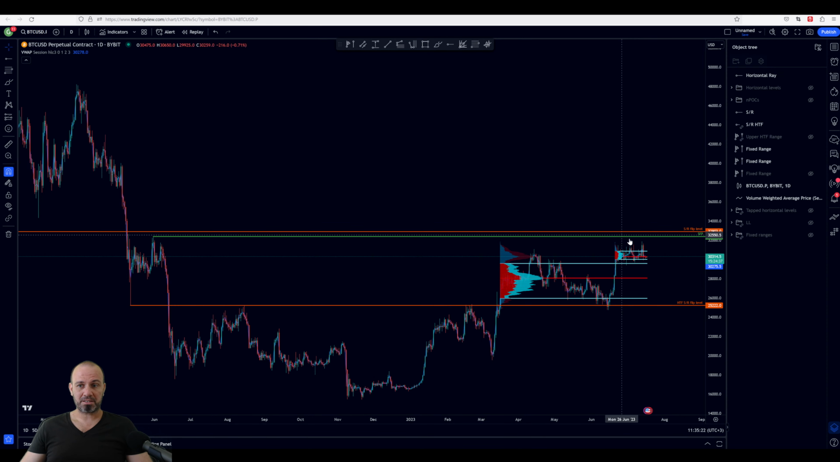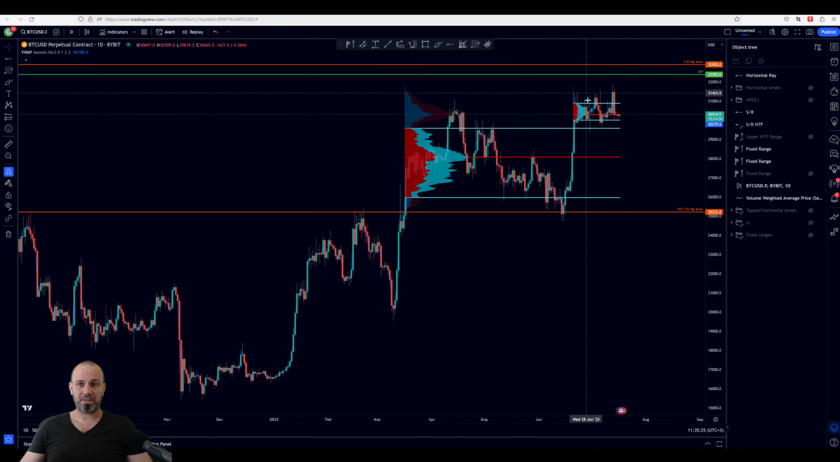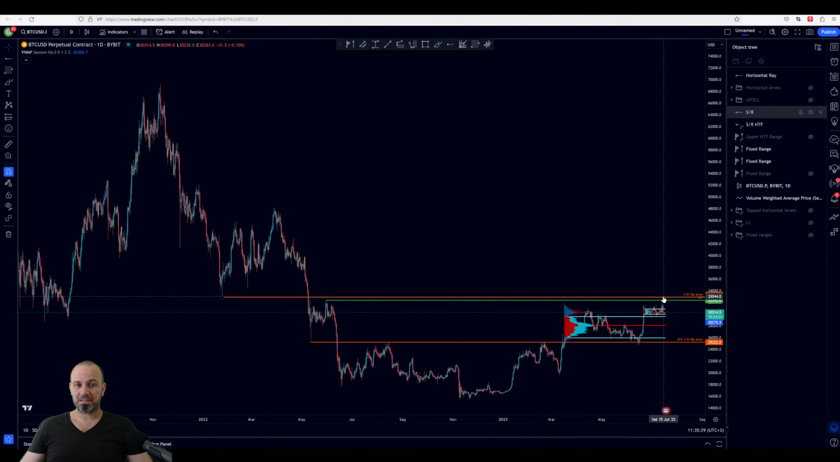And the bears, if they fail to defend this range, the top of this range, then this is a major level, because if this level is claimed, then it opens the possibility to the 45 to 50k area. Those are the levels that I am paying attention to on the high time frame, right?